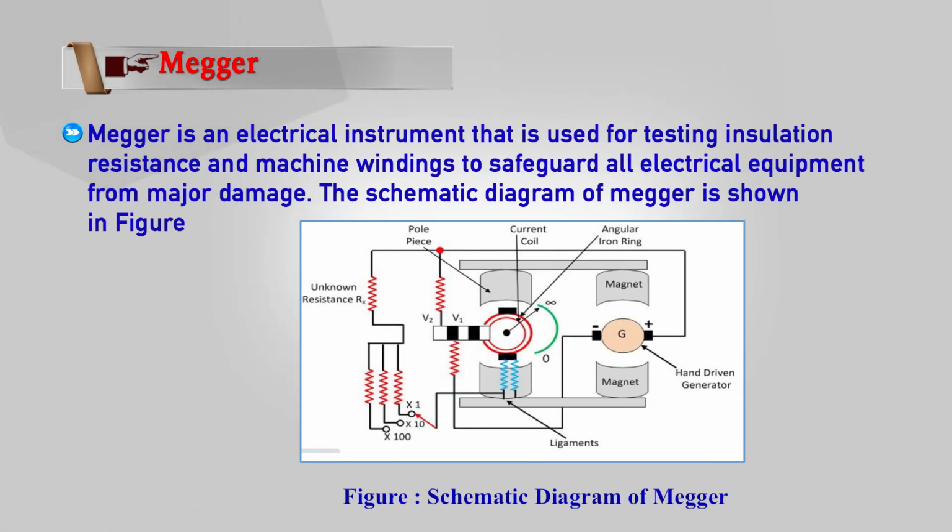A megger is an electrical instrument that is used for testing insulation resistance and machine windings to safeguard all electrical equipment from major damage. So basically, a megger is used to measure high resistance in terms of mega ohm. That's why it is called a megger.